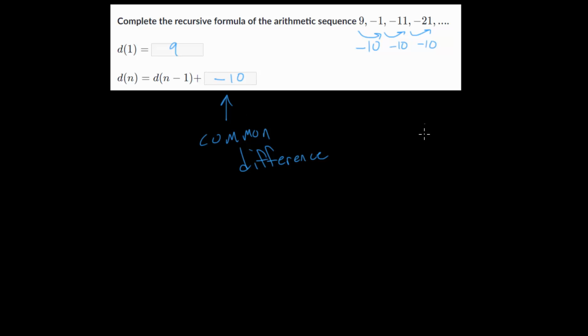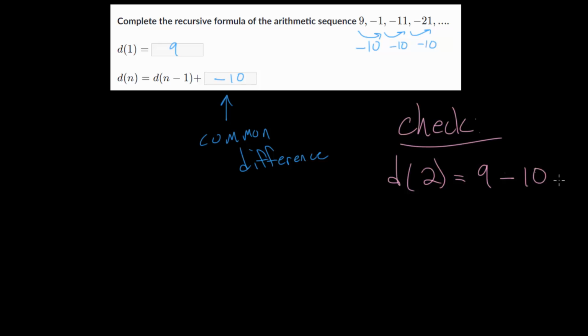And let's just do a quick check. So we're going to look at the second and third terms. So in this case, we're talking about D. So we have D of 2, the second term. It's always going to be the term before that, since 2 minus 1 is 1. And the term before that was 9, and then we add negative 10 to that. 9 minus 10 is negative 1. So that one made sense.